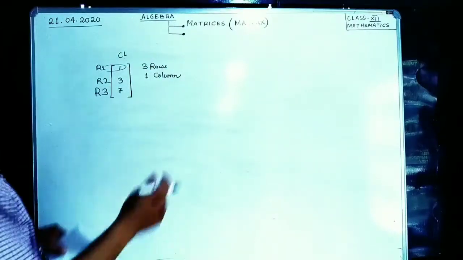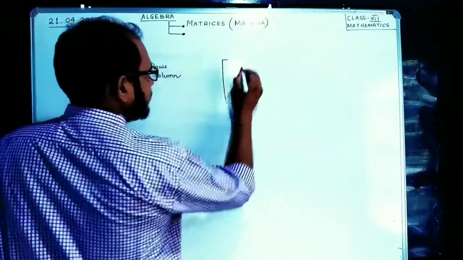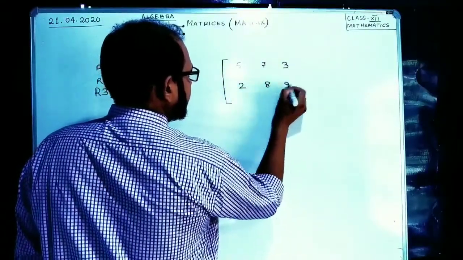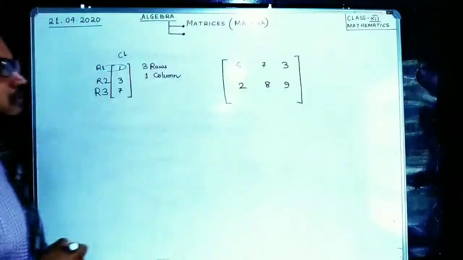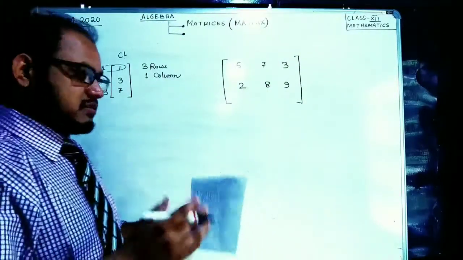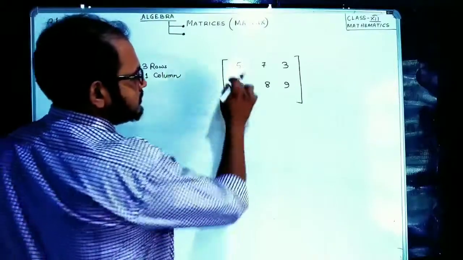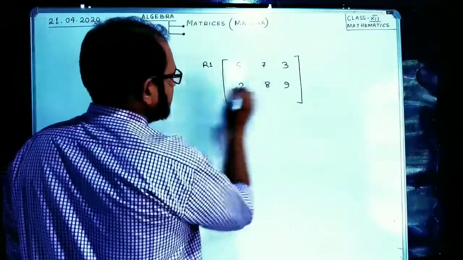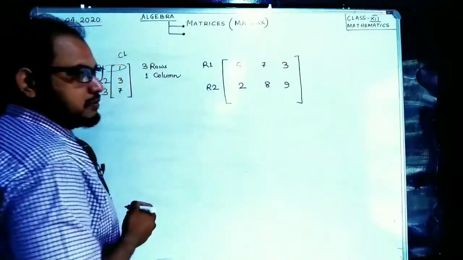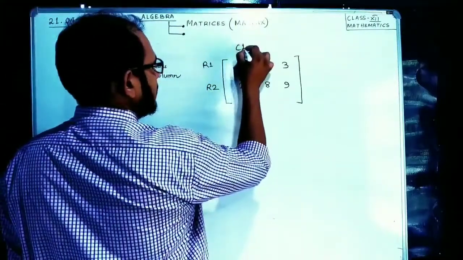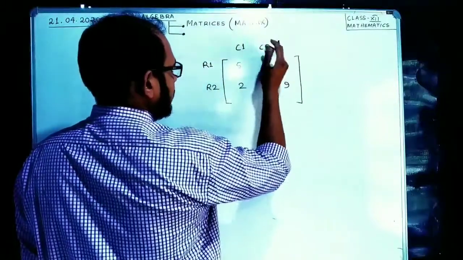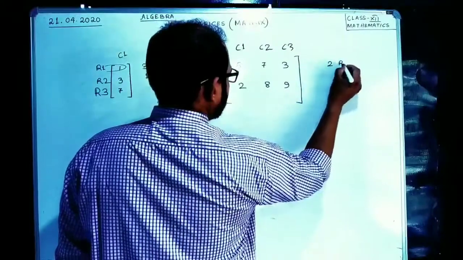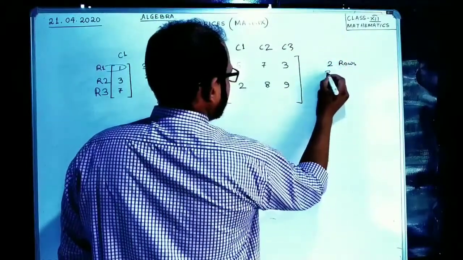Let us give you another example. 5, 7, 3, 2, 8, 9. Can you guess how many rows and how many columns this matrix has? Obviously this is the first row, so this is row 1, and this is the second row, row 2. And how many columns does this have? This is the first column, next second column, next third column. So this matrix has 2 rows and 3 columns.